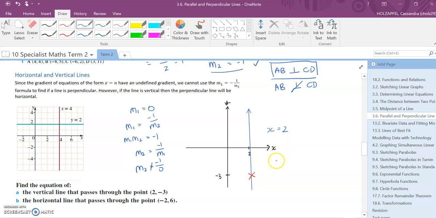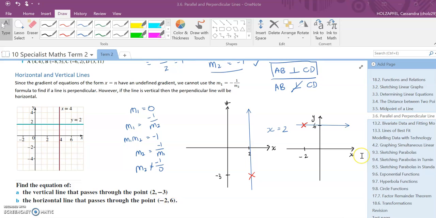Now, if I wanted to find the horizontal line that passes through the point negative 2, 6, again, I could quickly draw that. So again, we can see that if I draw this here, we've got a horizontal line that's going through that point of y is equal to 6. And it doesn't matter what the x value is going to be. So we could just write that, I'm going to write that in blue, as y is equal to 6.